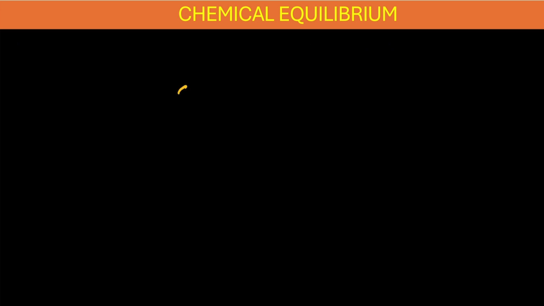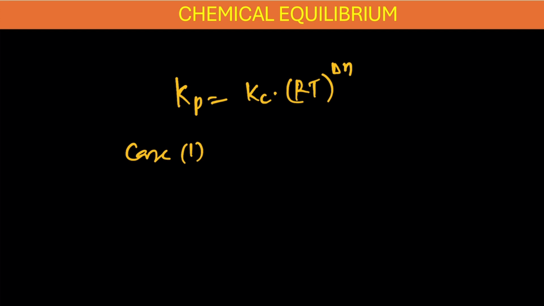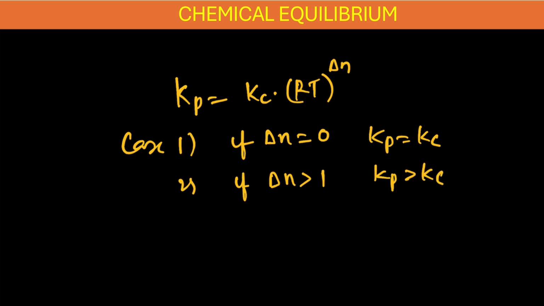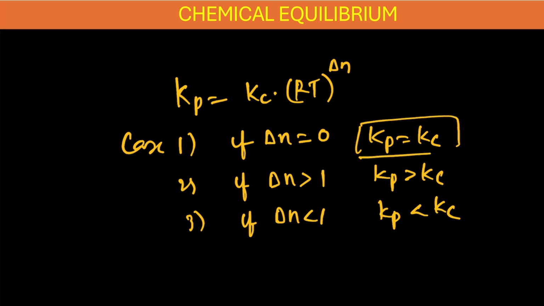So now let us again go back to the equation. Kp is equal to Kc into RT to the power delta n. Case 1. If delta n is equal to 0, then Kp is equal to Kc. Case 2. If delta n is greater than 0, then Kp is greater than Kc. Case 3. If delta n is less than 0, then Kp is less than Kc. So only in the first case does Kp become equal to Kc, when delta n is equal to 0. If delta n is not equal to 0, then Kp cannot be equal to Kc.